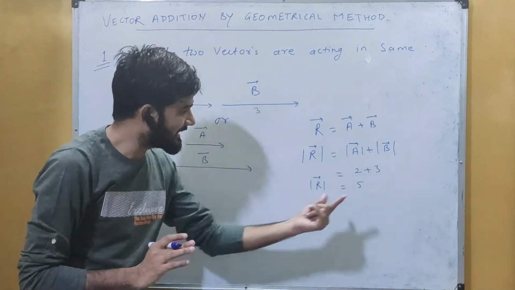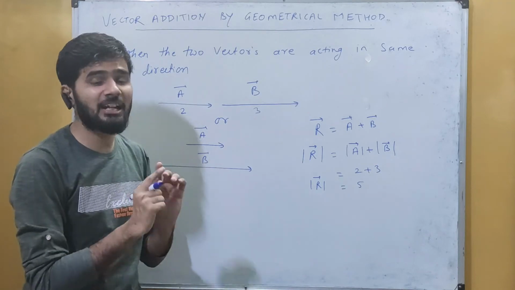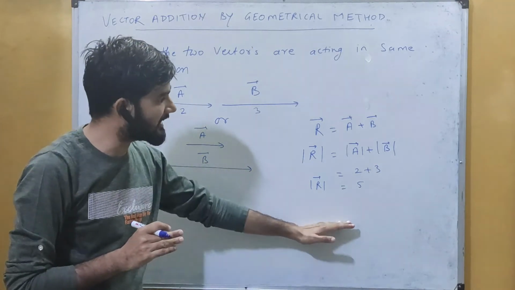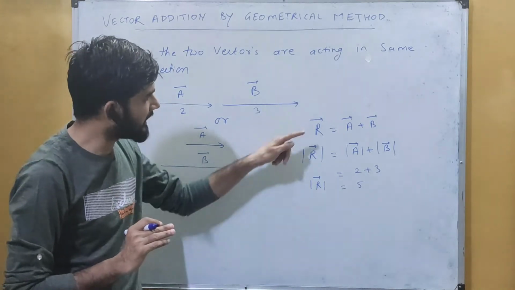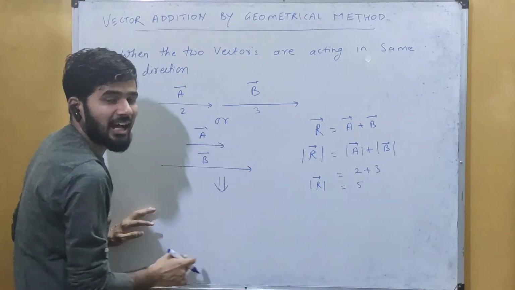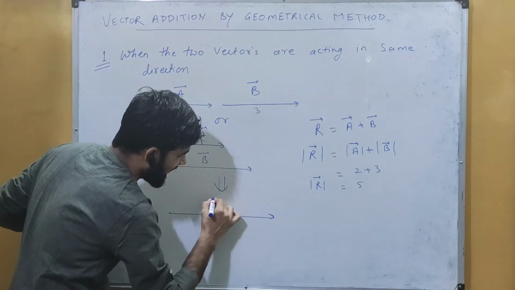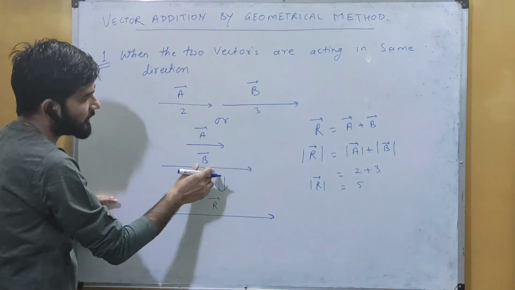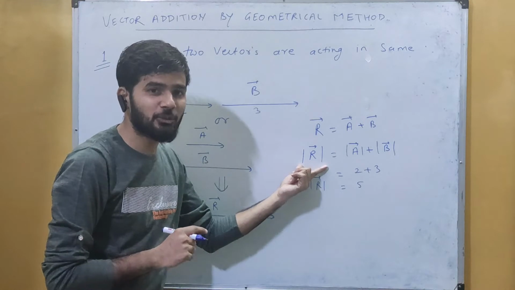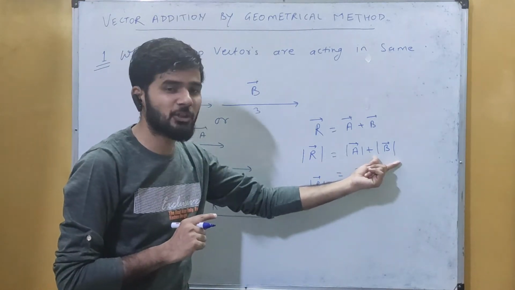But remember one thing, this is only in the case when the two vectors are acting along the same direction. They are not inclined at some angle. If they are inclined at some angle, then we cannot write the resultant like this. Okay, and here we can draw this resultant one. If the value of resultant R is equal to 5, then we can write this is the resultant vector R. Either for this one or for this one, both are the same thing. Okay, so here this is the magnitude of R, that is the resultant one, that is equal to magnitude of A plus magnitude of B.